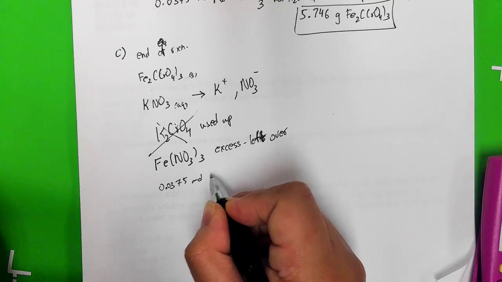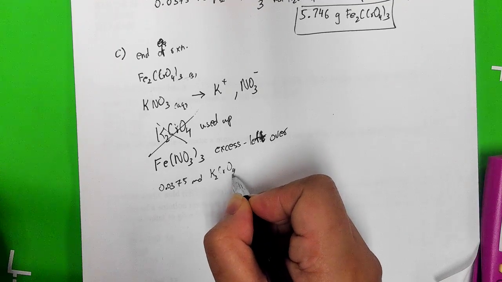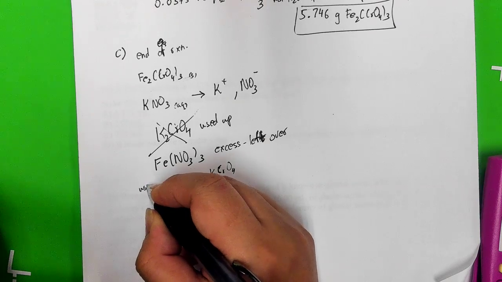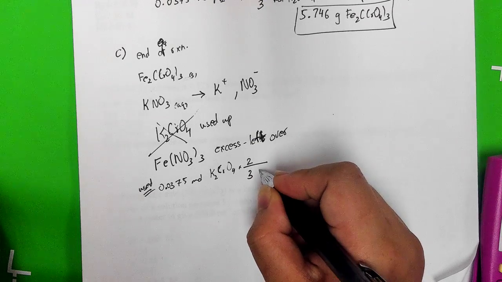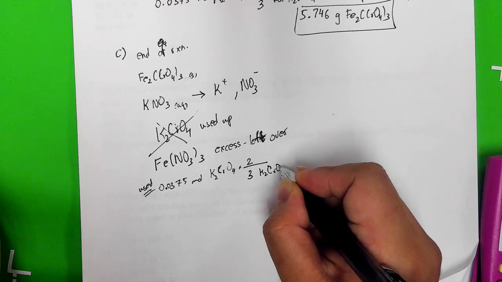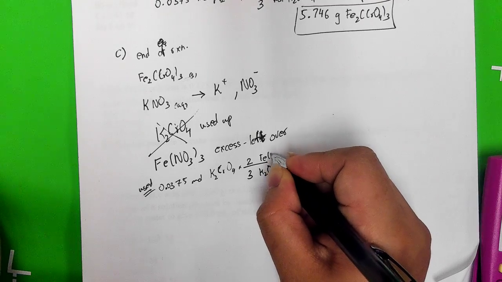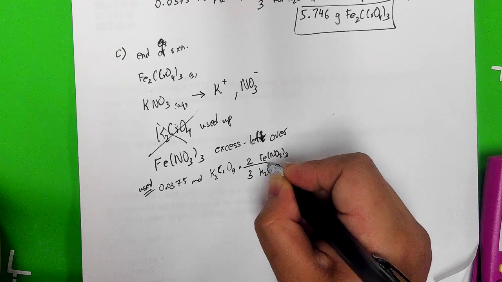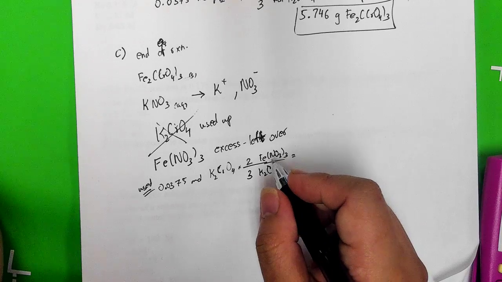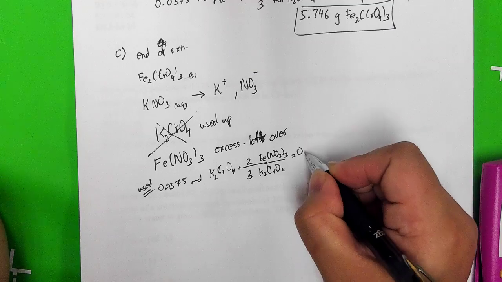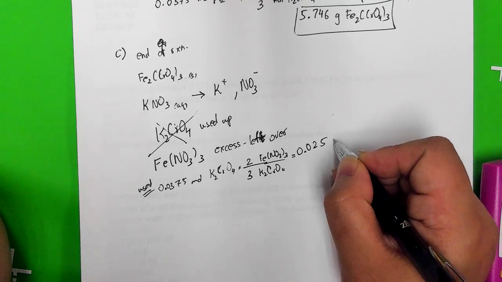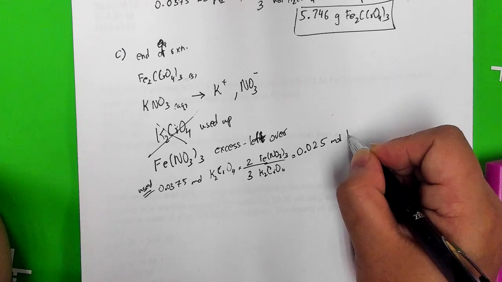0.0375 mole of K2CrO4. This is the amount used. Okay, times the 3:2 ratio. 3 K2CrO4 equal to 2 Fe(NO3)3. I'm going to get an answer. That is how much is used. Okay, 0.0375 times 2 divided by 3, 0.025. 0.025. Okay, this is still not molarity yet.